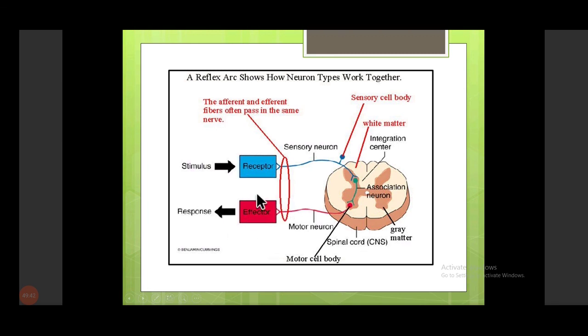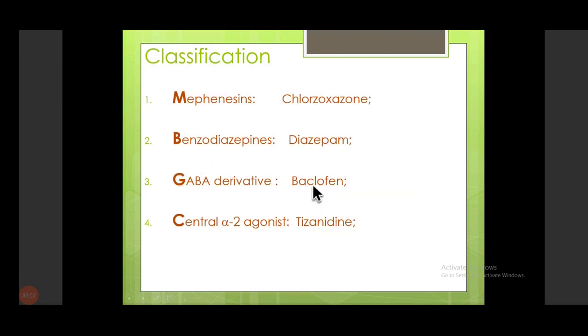In the ones that we have already discussed, the peripherally acting neuromuscular blockers, the site of action is at the junction of the nerve and the muscle. But in the case of centrally acting, the site of action lies centrally, either in the association neuron or the junction of the association of the motor neuron.